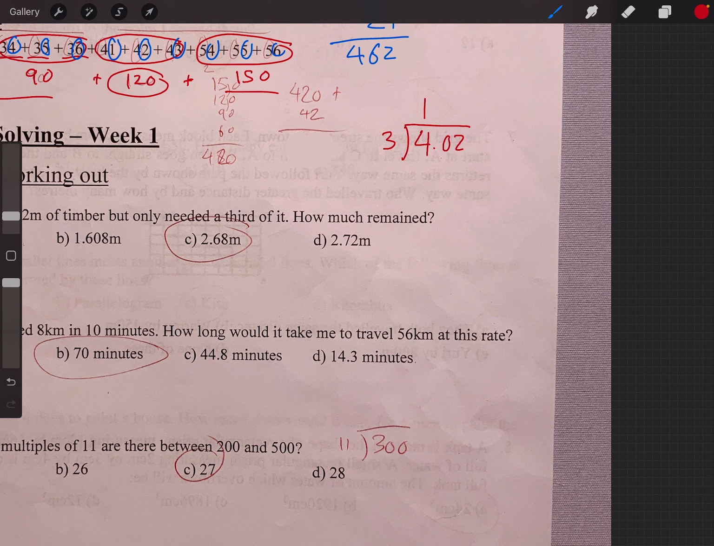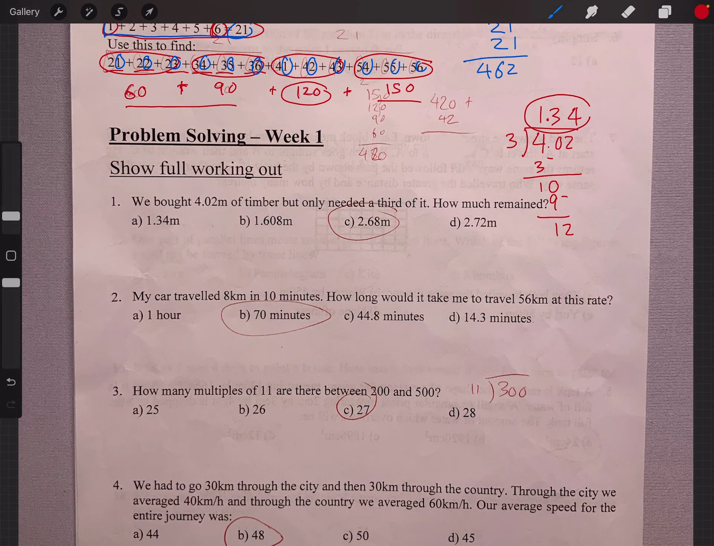So this 4 divided by 3 is 1, 1 times 3 is 3, subtract, you get remainder 1. Bring down the 0. 10 divided by 3 will give you a 3. 3 times 3 is 9. Subtract, you get a remainder of 1. Bring down the next number 2. And 12 divided by 3 would give you a 4. Decimal place would be there. So therefore, 1/3 will be this much.